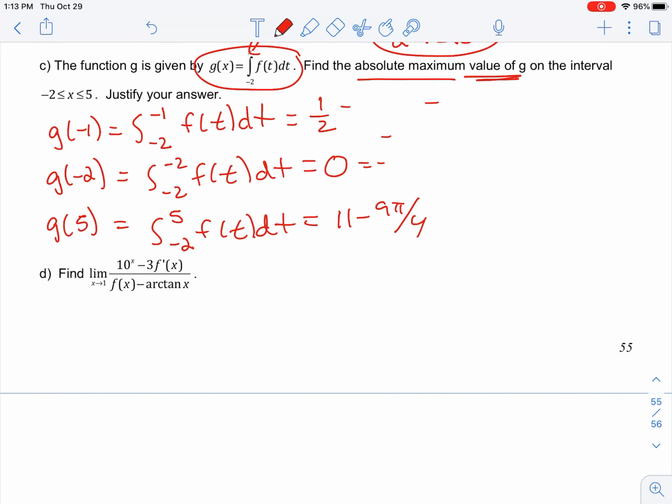And then which number is the biggest? The biggest value is this value, so I would say this is my maximum, right? They want the y value, so you can go ahead and type that in.